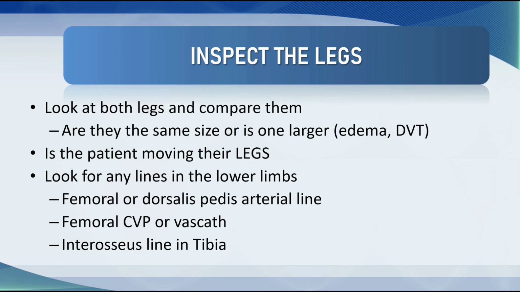Moving on to the legs. Inspect the legs. Look at both legs and compare them. Are they the same size, or is one larger, suggesting edema or deep venous thrombosis? Is the patient moving both of their legs? Is one leg turned out more than the other? Look for any lines in the lower limbs, such as a femoral or dorsalis pedis arterial line, a femoral central line or dialysis catheter, or an interosseous line in the tibia.